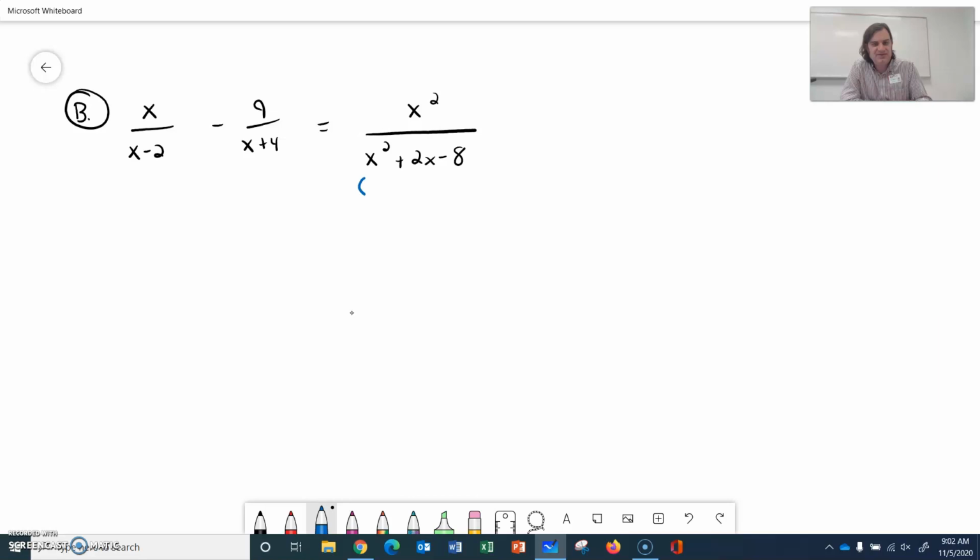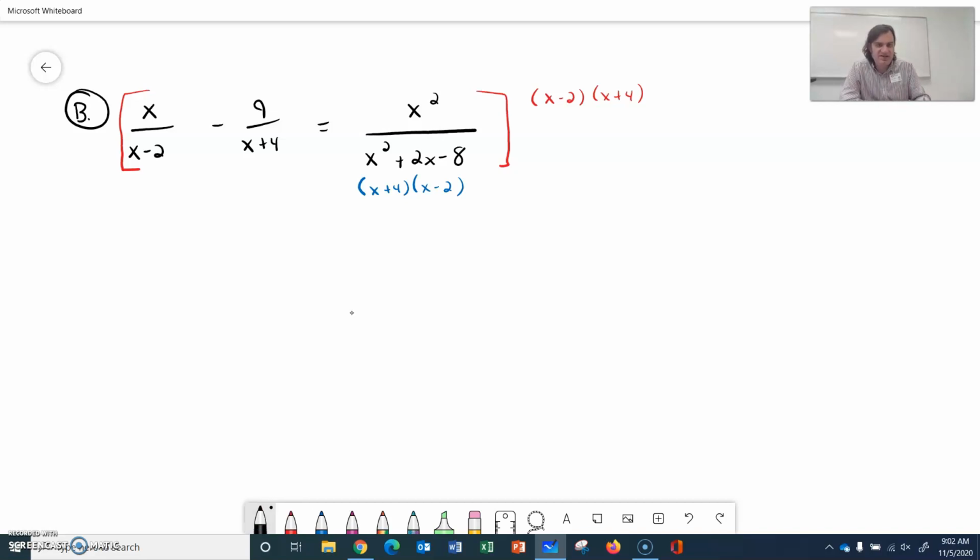Let's see what that factors into. Looks like it's x plus 4, x minus 2. So those don't cancel out right now. But at least I can see I only need to really multiply by two things. And that's x minus 2 and x plus 4. And that way I don't get extra stuff in my way.